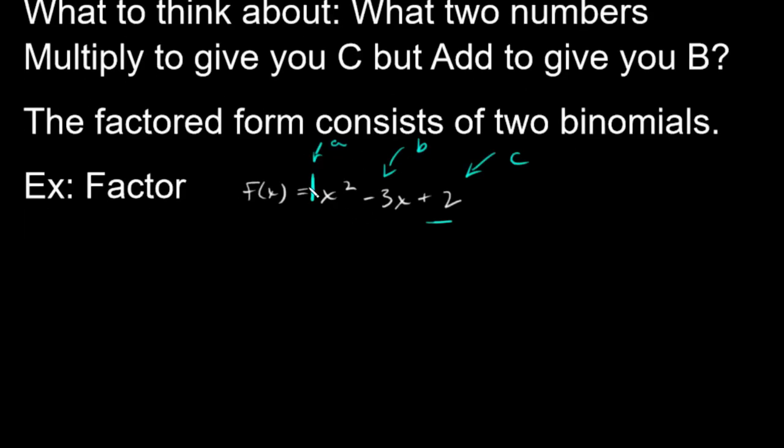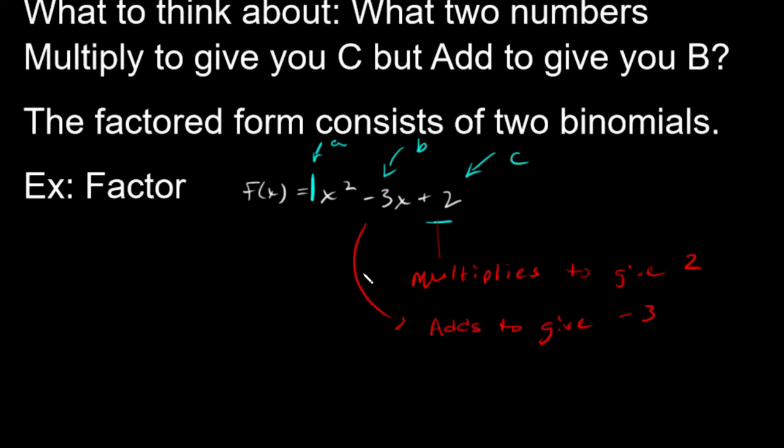So notice how you just have x squared. So secretly you have a 1x squared. This is the type of quadratic we'll be learning to factor, or relearning how to factor. So what you're doing is you're trying to think of two numbers that multiply to give 2, a positive 2, but add to give negative 3.